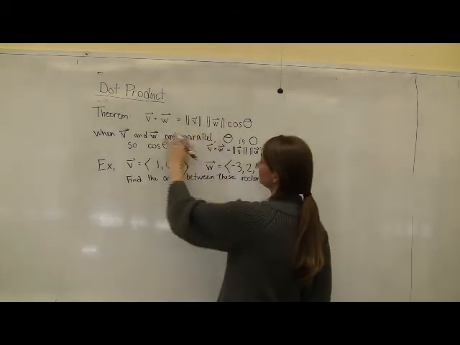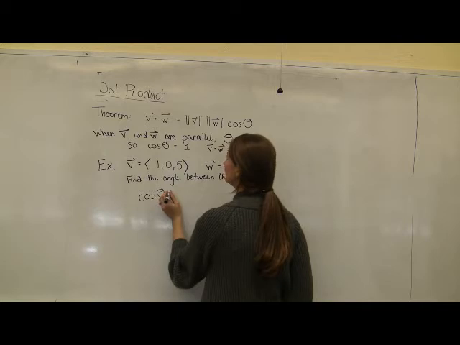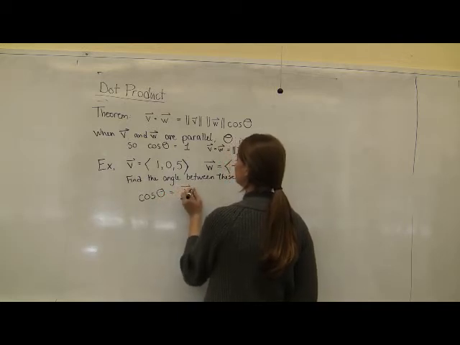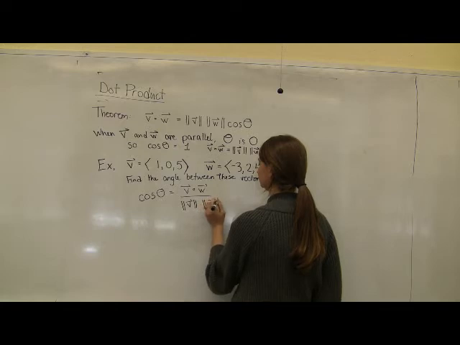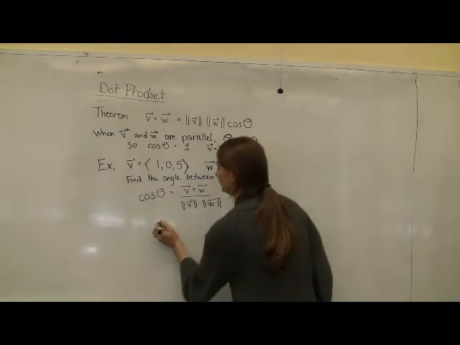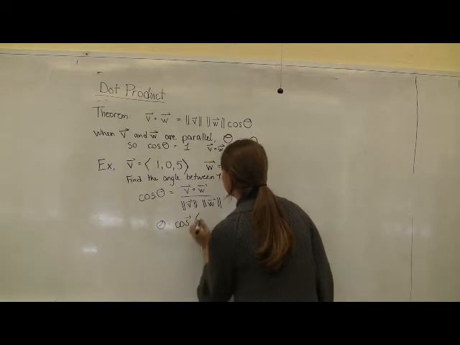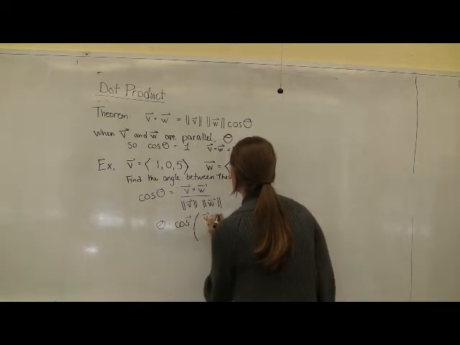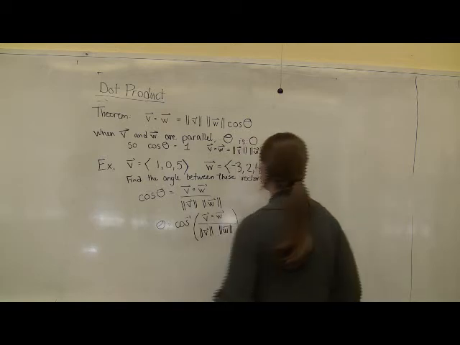This means that if I divide both sides by these magnitudes, I see that the cosine of the angle between them, the cosine of theta, is going to be equal to v dotted with w, all divided by the magnitude of v times the magnitude of w. So if I want to solve to find out what this angle theta is going to be, in general, theta is always going to be equal to the inverse cosine of v dotted with w divided by the magnitude of each of these vectors.